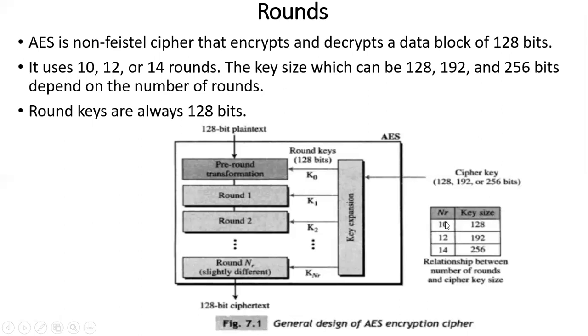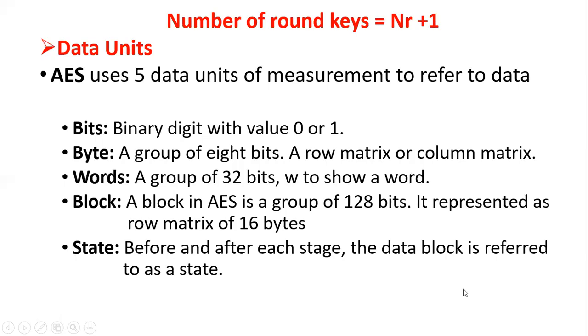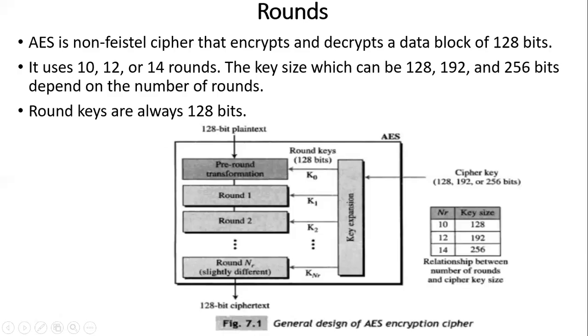Here Nr represents the number of rounds and key size represents the size of the key in bits. So 10 with 128, 12 with 192, and 14 with 256 is the relationship between the number of rounds and the cipher key size.